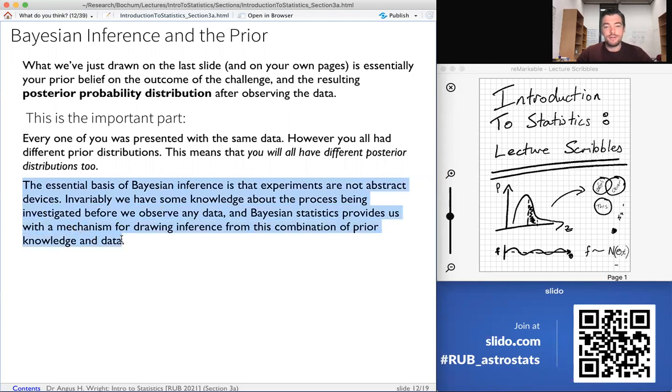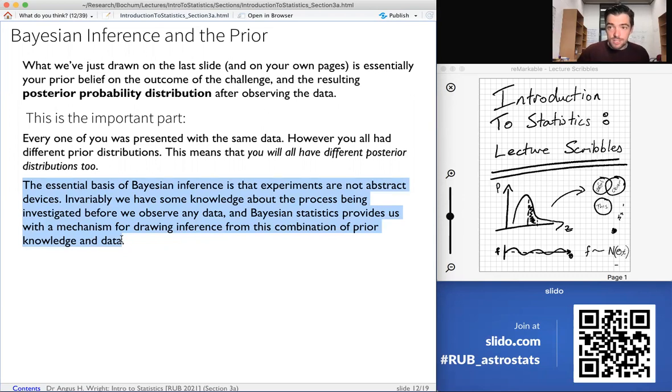Essentially, it boils down to this. Experiments are not abstract devices. They are not something that happens in the universe devoid of all other interaction and all other knowledge. These are processes, occurrences that we investigate with some underlying knowledge or understanding of the process that we are experimenting with. And that underlying knowledge influences the way in which we interpret the data.